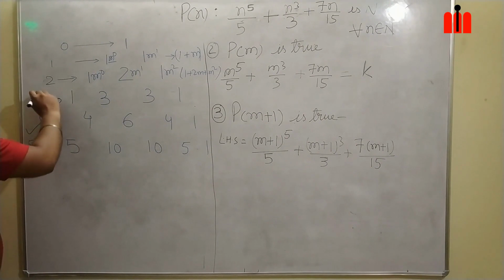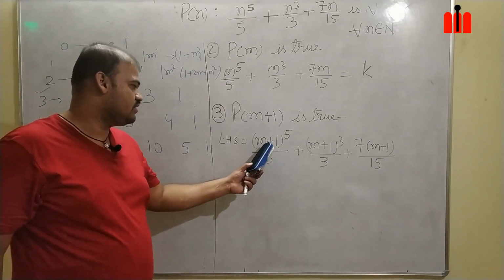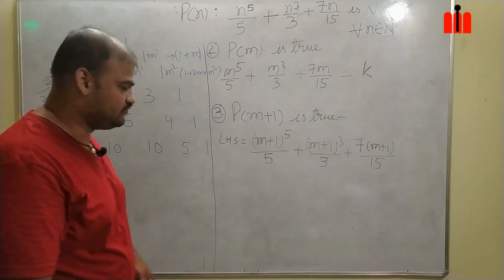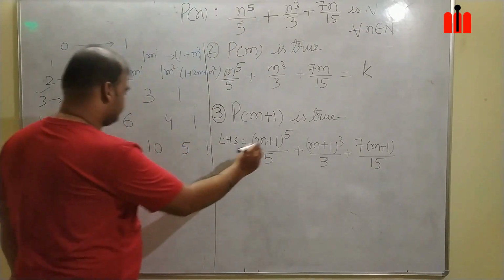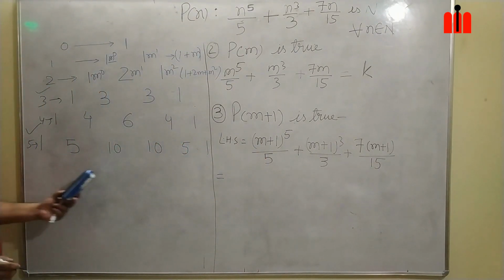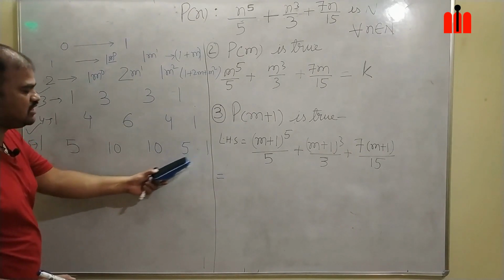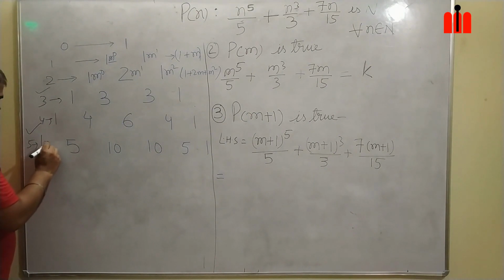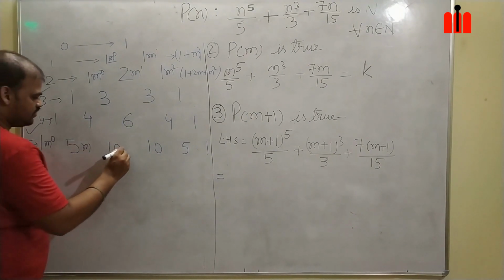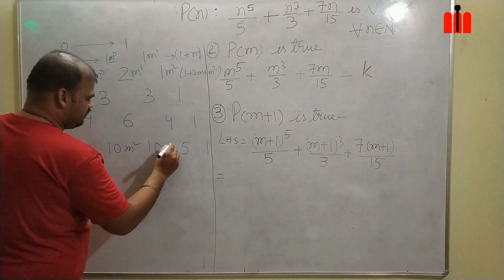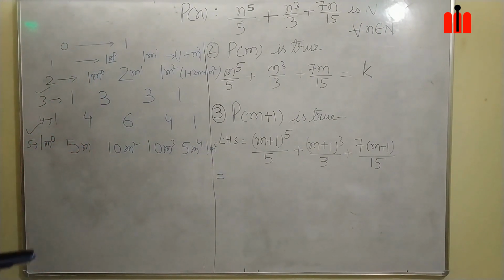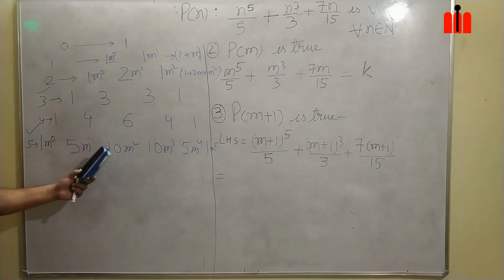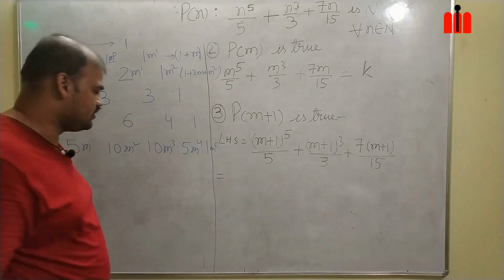We will need 3 and 5 because here we have (m + 1)^5 and (m + 1)^3. Now let's expand it. So (m + 1)^5. This will be my row of interest. It will start from m^0, m^2, m^3, m^4 and m^5. So it will be 1, 5m, 10m^2, 10m^3 and 5m^4. After that m^5.